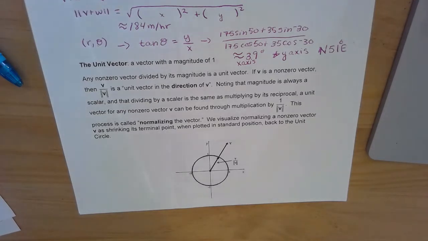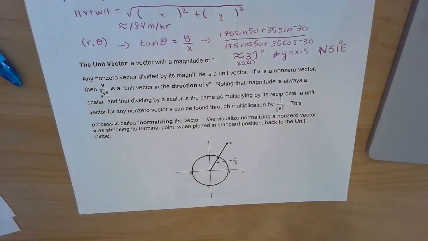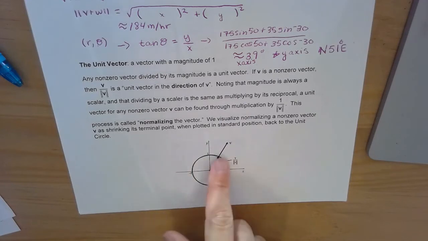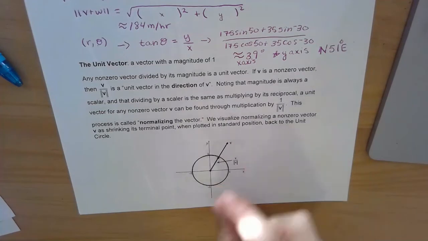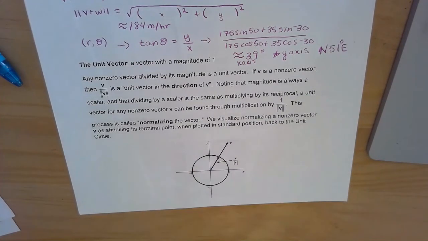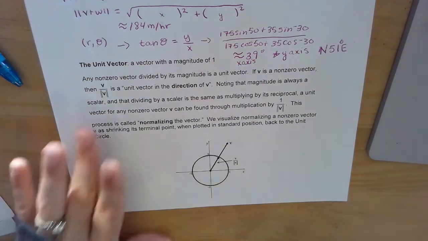A unit vector from any non-zero vector v can be found by multiplying by 1 over the magnitude of that vector. I'm going to show you what that looks like in an example in a minute. But if we do this process, it's called normalizing the vector. So what we're doing is taking any vector of any magnitude and shrinking it down to the unit circle. By multiplying by 1 over the magnitude, we're shrinking it down exactly to the unit circle.